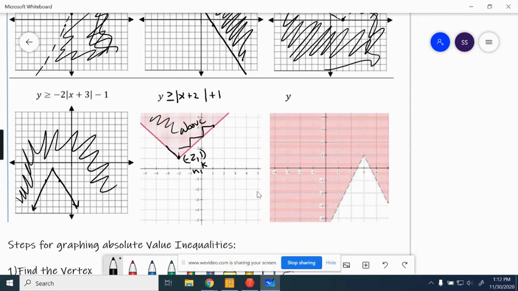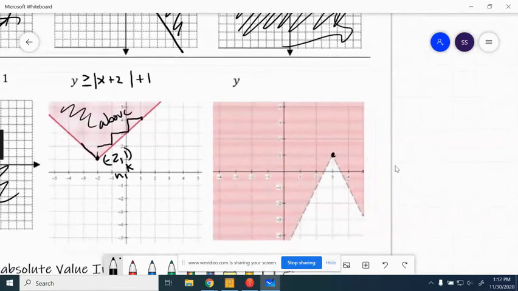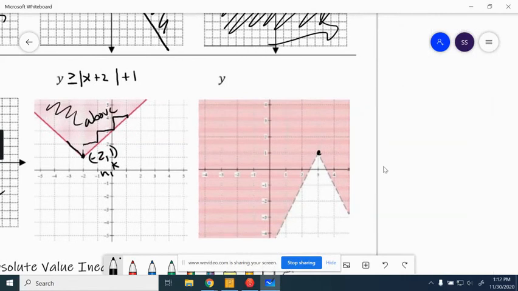Next one here, let's again start with our vertex, which is right here. This one's a little bit harder to see. I think I'm going to zoom in a little bit. Okay, so our vertex is right here, and that location would be 3, 1. So, okay, let's leave some room for our inequality symbol, our a value. Okay, so our h value is always the opposite, so that's going to be -3, and our k value is going to be 1.